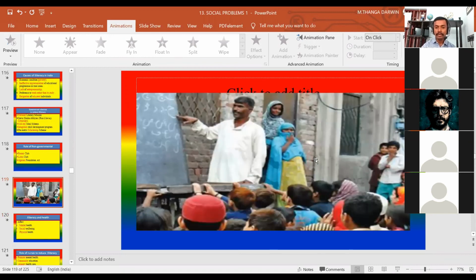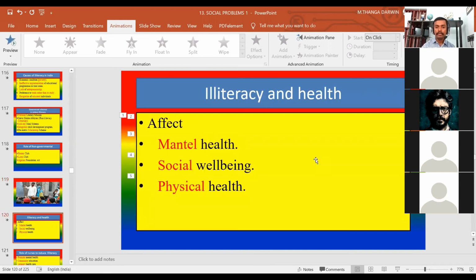Then look at this: in India, people are learning under the trees. Now there is no infrastructure. In various villages, there are no schools and no buildings for schools. Then illiteracy and health: it affects physical health, mental health, and social well-being.